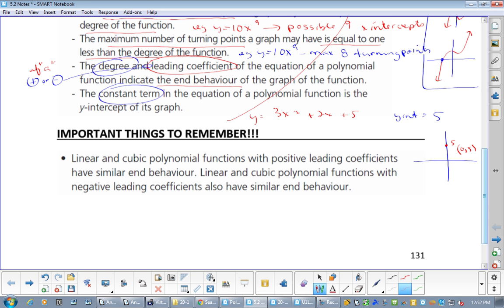Okay, important things to remember. Linear and cubic polynomial functions with positive leading coefficients have similar end behavior.